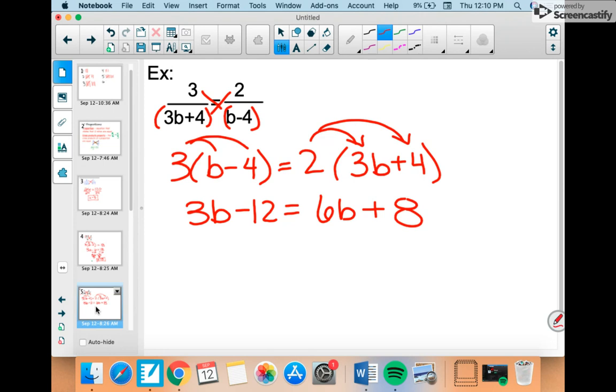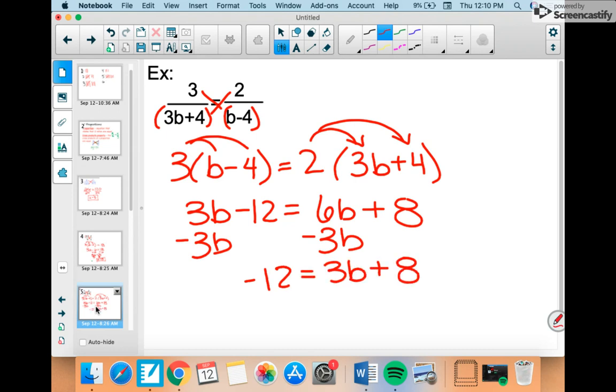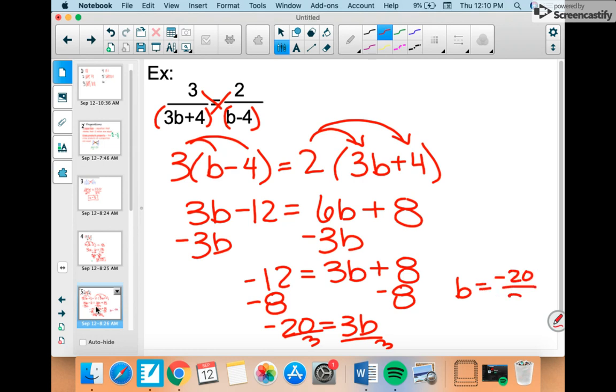I'm going to subtract the 3b over, and so I get negative 12 equals 3b plus 8. I'm going to subtract 8, so I get negative 20 equals 3b, and my last step is to divide by 3. My final answer, I'm just going to leave as an improper fraction, negative 20 over 3.